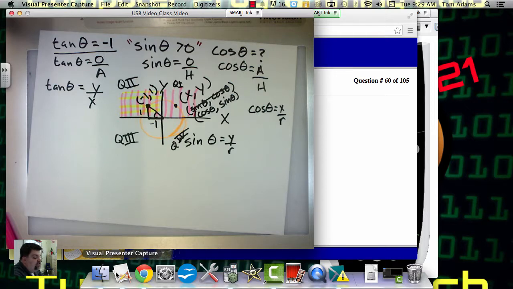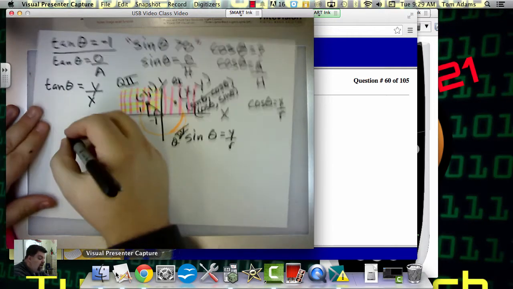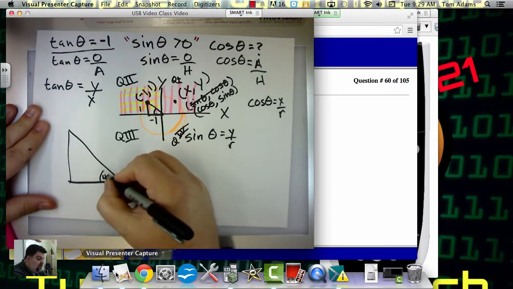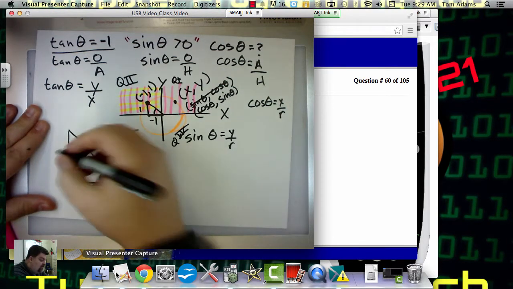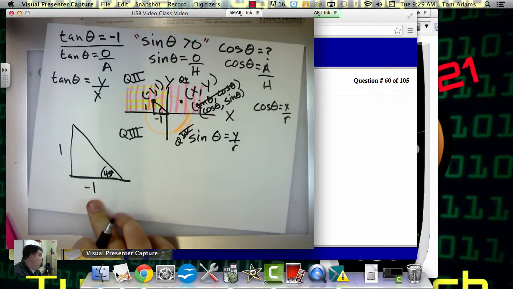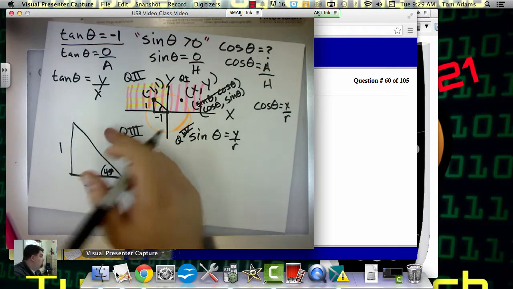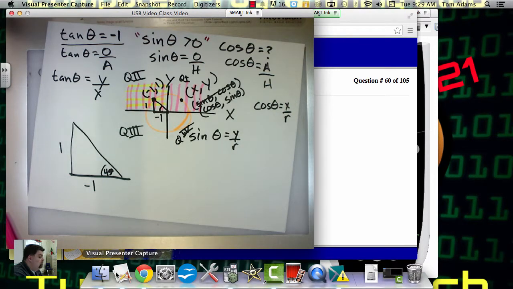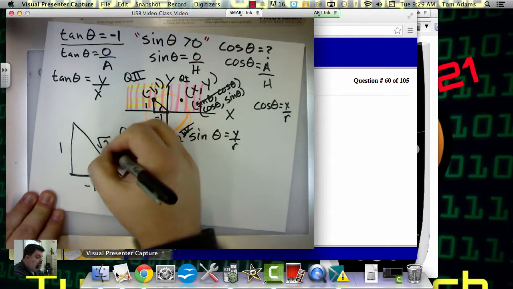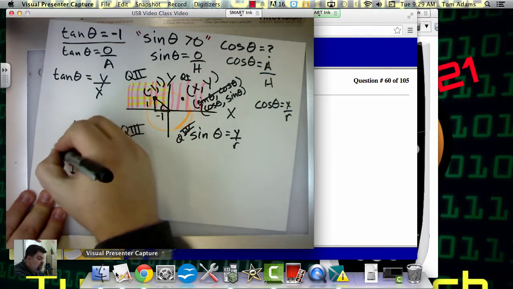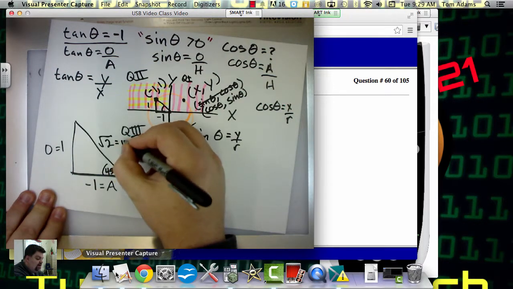Now, what's cosine of this? So if I have a triangle and my reference angle is 45 degrees, this is -1 because of the direction, but the length is 1. Off the top of your head, who knows what this is? Square root 2, very good. So then this is going to be my adjacent, this is going to be my opposite, this is my hypotenuse.